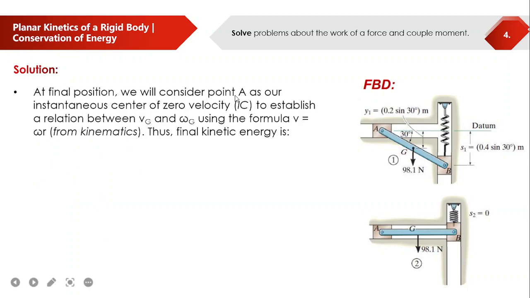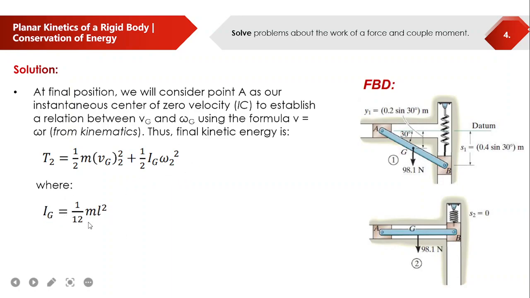At final position naman, we will consider point A as our instantaneous center, I sub C, to establish a relation between V sub G and angular velocity using the formula V is equal to omega times r from the kinematics. So for the V, di ba? When you are going to solve from the angular velocity, you're going to solve for the velocity. Multiply mo lang yung radius niya sa angular velocity, then you can have your velocity. So, that's the final kinetic energy is 1/2 m V sub G squared sub 2 plus 1/2 I sub G angular velocity sub 2 squared.